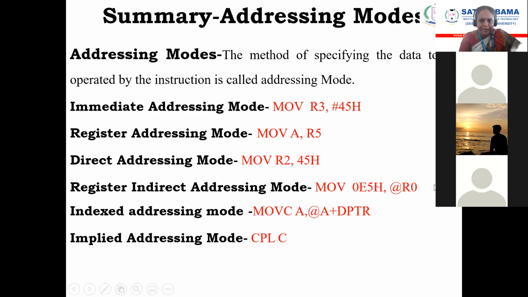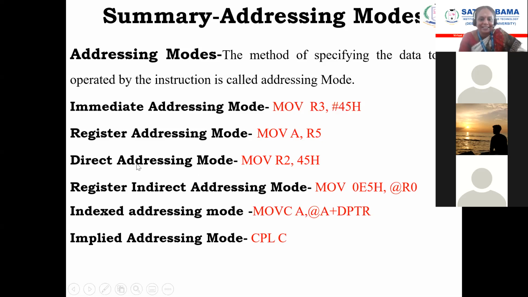Immediate addressing mode: which symbol do I have to use? Hash. MOV R3, #45: the R3 value is moved to 45. Register addressing mode: what is the syntax for MOV? MOV destination register, source register. The source register content is moved to the destination register. That means the R5 content is moved to the accumulator.